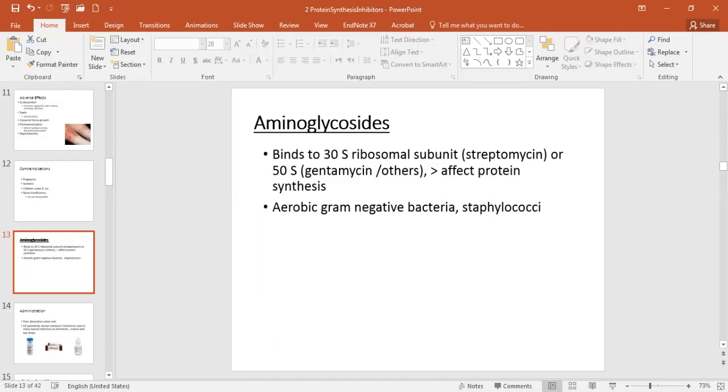النتيجة when it binds to the 30S or 50S ribosomal subunit of the bacteria, it affects protein synthesis and thus inhibits bacterial growth. فشنو choices or for aminoglycosides here? It's used for aerobic gram-negative bacteria and staphylococci.